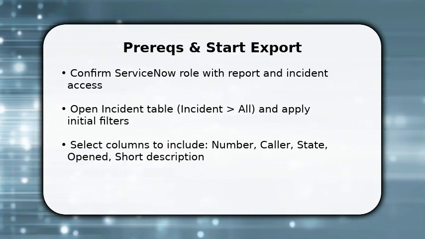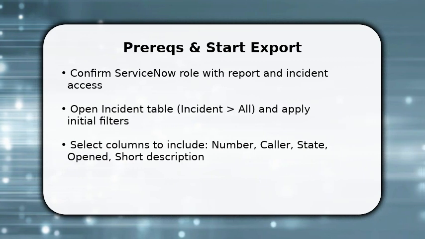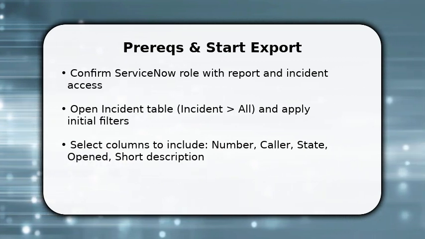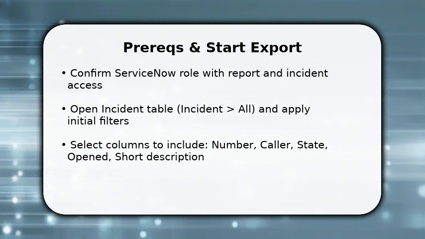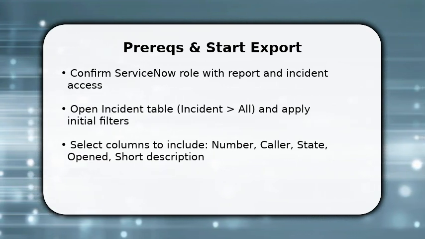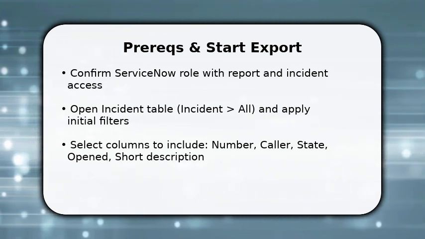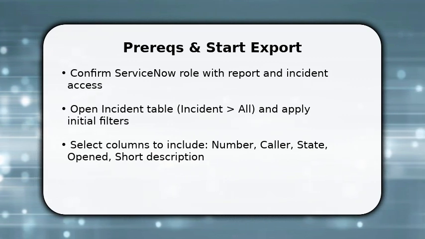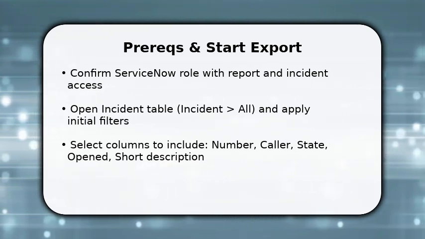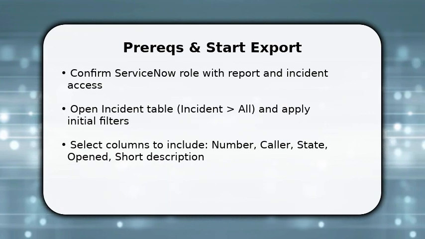Once done, refine the visible columns so the export contains only useful fields like number, caller, state, opened, and short description. Make sure to save this view as a personal or shared filter to avoid repeating steps. By starting with precise filters and columns, you reduce noise and speed up the actual report generation.